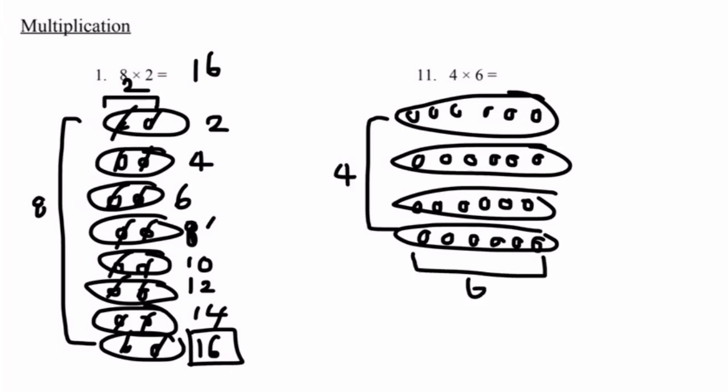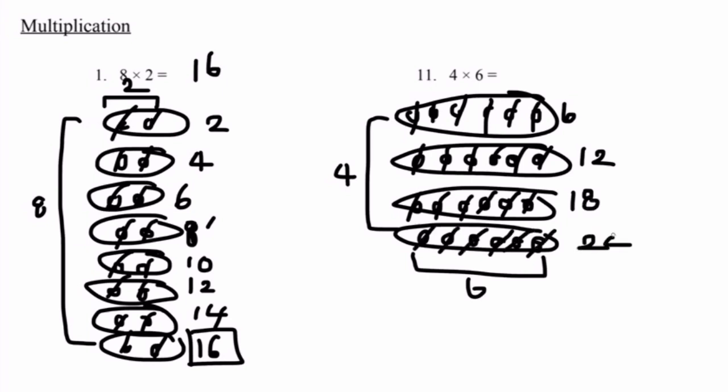Now let's add it all together to find our final answer. 1, 2, 3, and so on up to 24. We now have a total of 24. 4 groups of 6, or 4 times 6, should equal a total of 24.